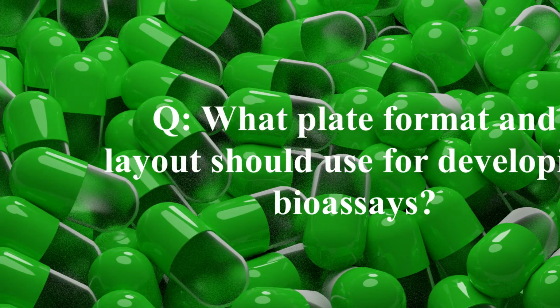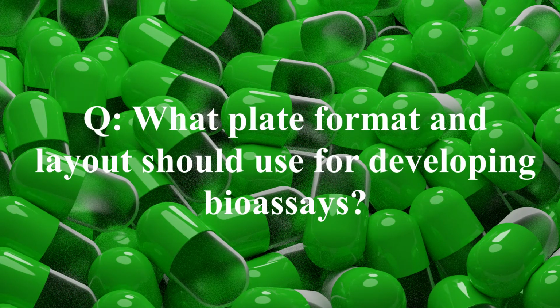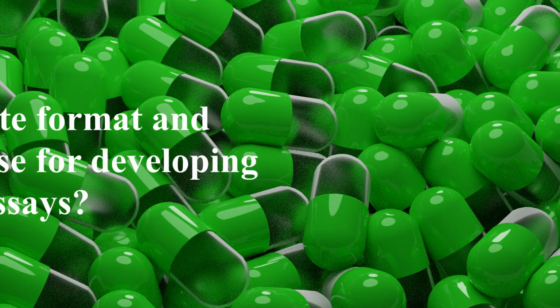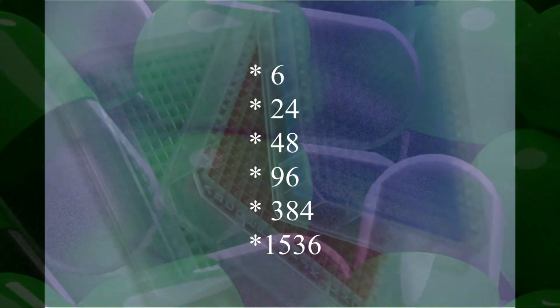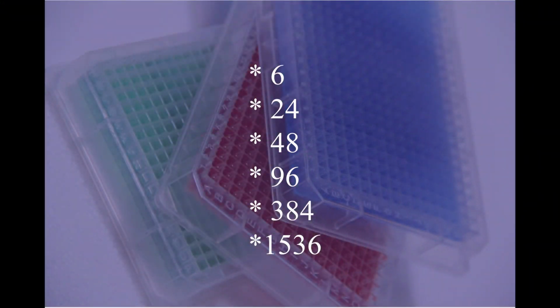What plate format and layout to use for developing bioassays? The multi-well plates used in bioassays come in different densities, that is, 6, 24, 48, 96, 384, 1536 wells. But the format you decide to use will depend on how many compounds you will be testing and the cost of your reagents.